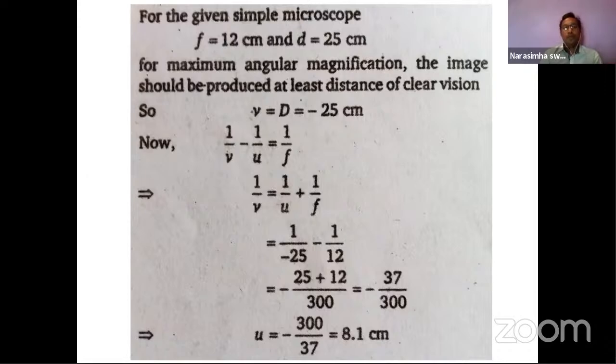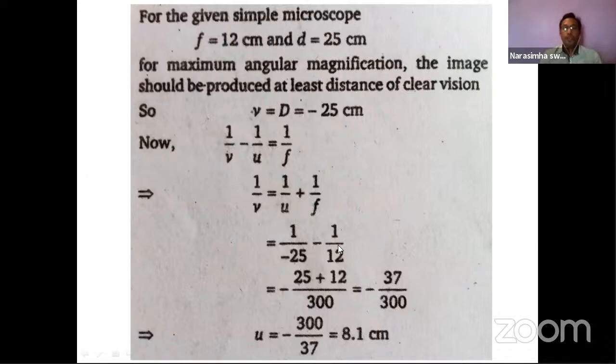So 1 by U is equal to 1 by V minus 1 by F. A printing mistake, okay. So 1 by V, how much is it? 1 by minus 25, minus 1 by F, how much is that? 1 by 12, minus the focal length on the left side, right?